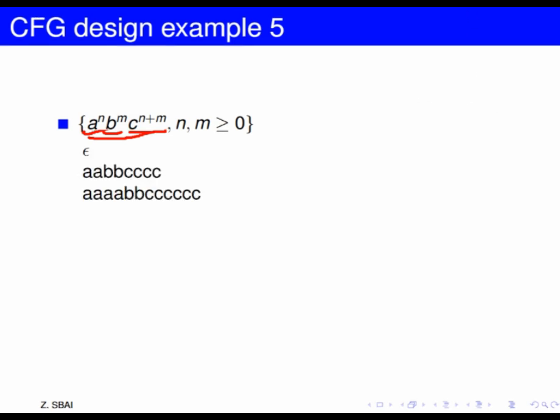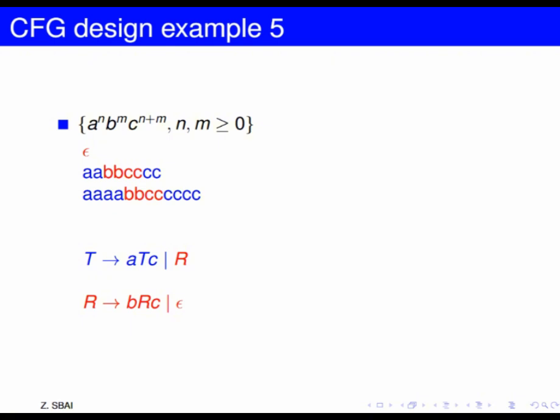Let's take some examples here. Since n and m may be equal to 0, epsilon may be accepted. Also, if we have a list of A's, here, for example, we have 2 A's, then we have another list of letters B. We have 2 B's. The sum of A's and B's is 4, so we need to have at the end of the string 4 C's. Also here, since we have 4 A's followed by 2 B's, we need to have 6 C's at the end of the string.